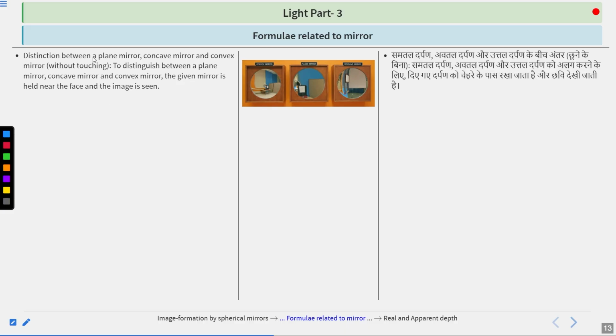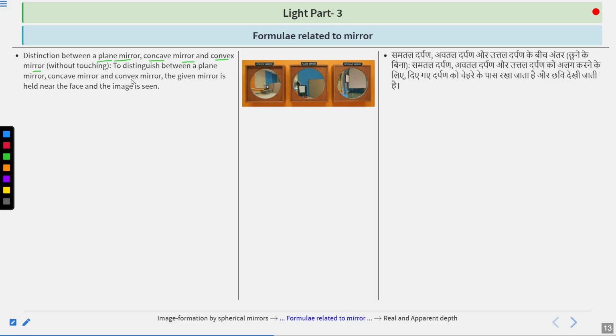Thereafter, the distinction between a plane mirror, concave mirror, and a convex mirror without touching it. If you touch the mirror and observe the surface, you could easily say that this is the plane, this is the concave, this is the convex. But if I show you the mirrors from some distance, and you are required to tell me whether these mirrors are concave, convex, or plane, how would you do that? That is the main thing. So to distinguish between a plane mirror, a concave mirror, and a convex mirror, the given mirror is held near the face and the image is seen.